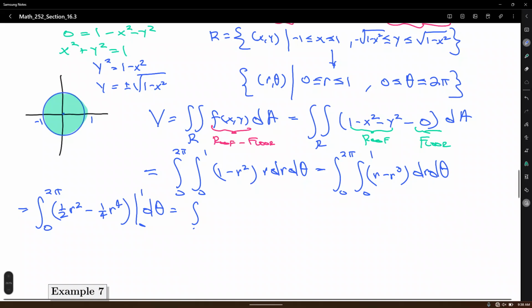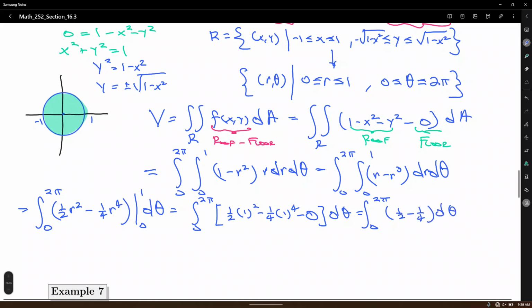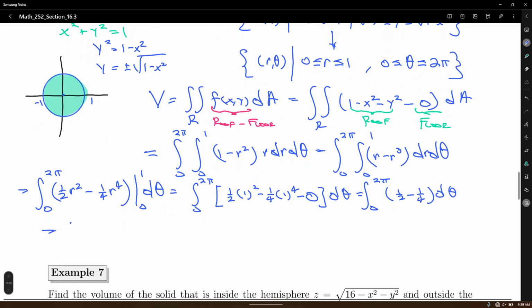Okay, keep going. That is the integral from 0 to 2 pi of 1/2 times 1 squared minus 1/4 times 1 to the 4th. But when we apply the lower limit of 0, do you guys agree that everything is going to get zeroed out? Okay, just go for it. Minus 0 d theta. So that's going to leave us with the integral from 0 to 2 pi of 1/2 minus 1/4 d theta, which is going to give us 1/4. Let me write that 1/4 outside of the integral from 0 to 2 pi of d theta.